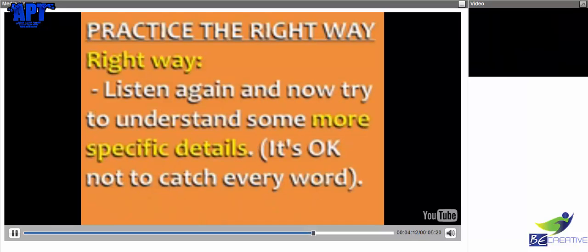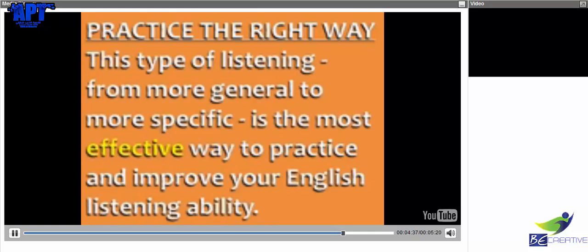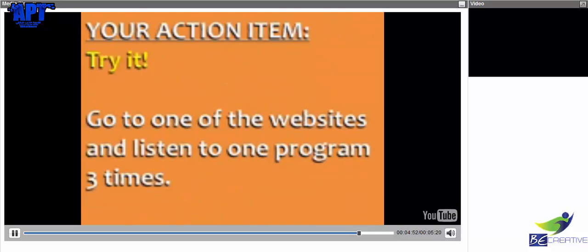Listen again and now try to understand some more specific details. Again, remember that it's okay not to catch every word. Listen the third time while reading the transcript, the text. Now you can pay attention to the individual words and see if your previous understanding was correct. This type of listening, from more general to more specific, is the most effective way to practice and improve your English listening ability. Your action item for today is to try it.